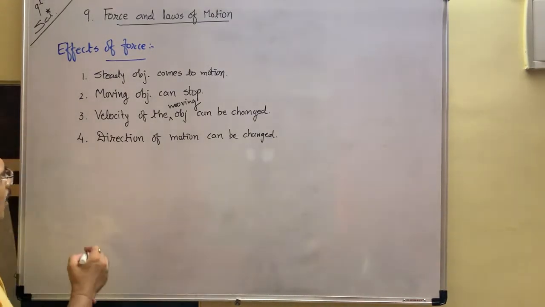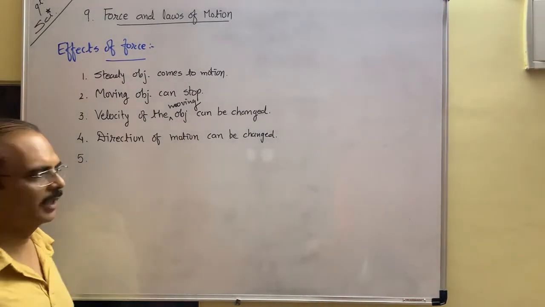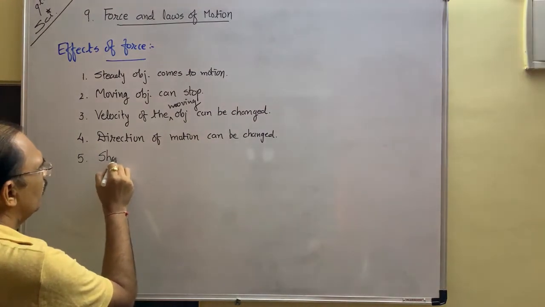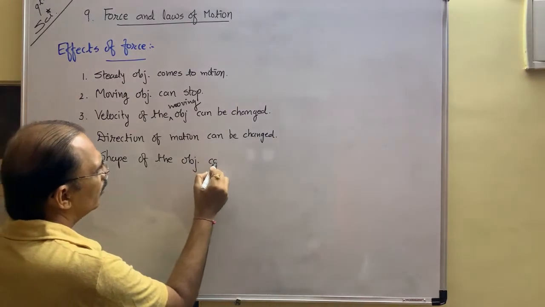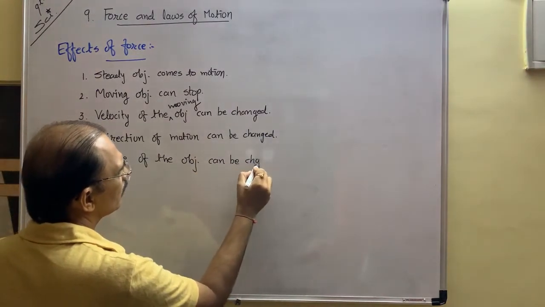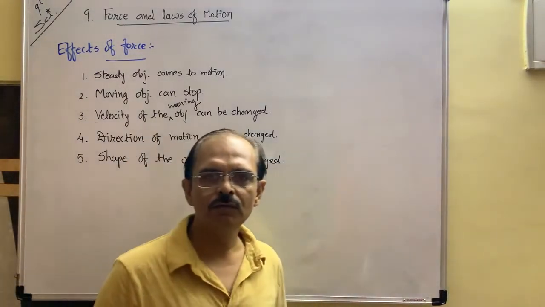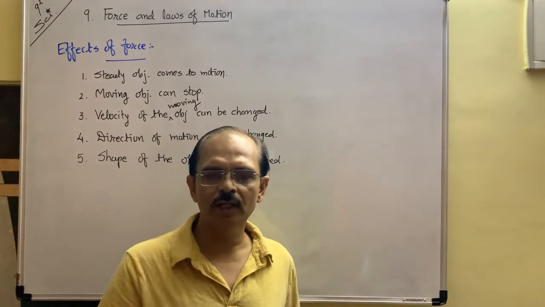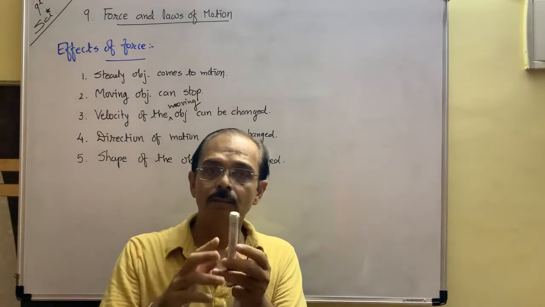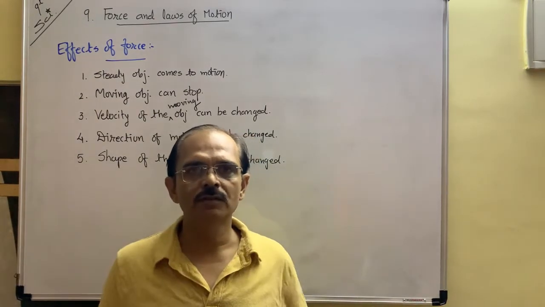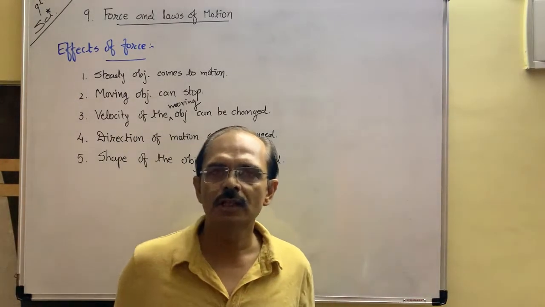Okay? With the help of force, what happens? With the help of force, we can change the shape of the object. Shape of the object can be changed. Okay, so these are the effects of forces. When force is applied to the object, what happens? Suppose I apply force on this pen, maybe the pen breaks. That means the shape changes. If you apply force on a balloon, then the shape also changes.